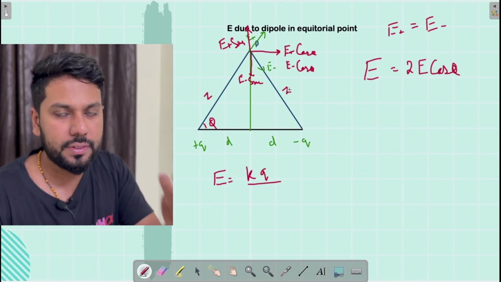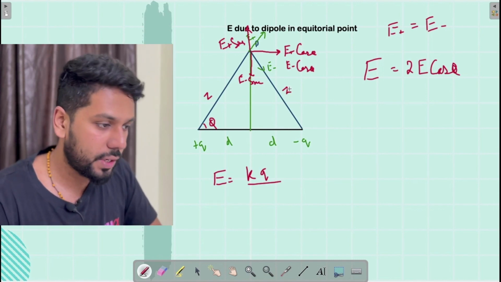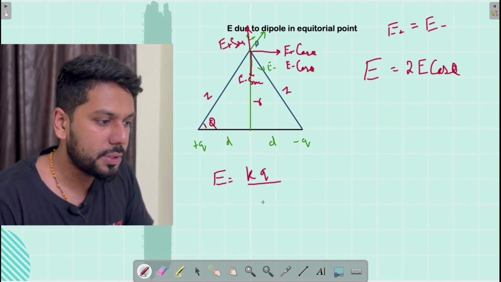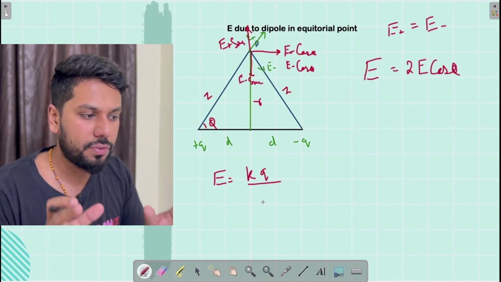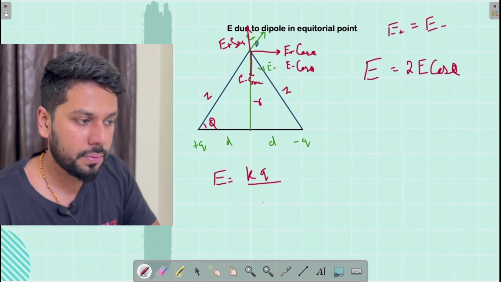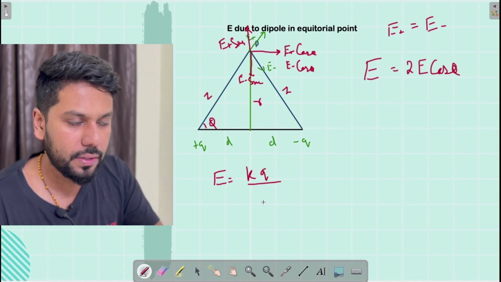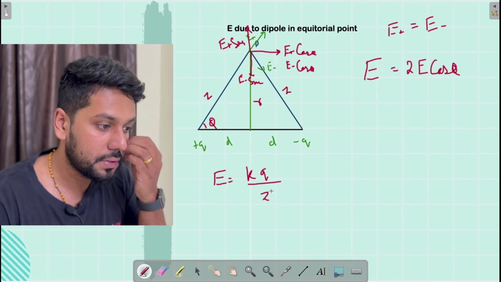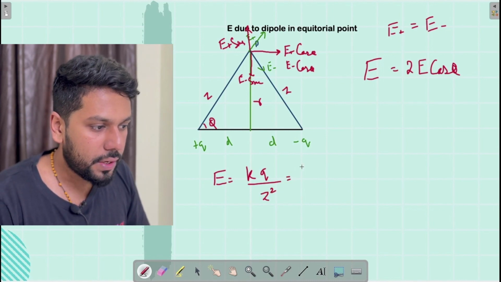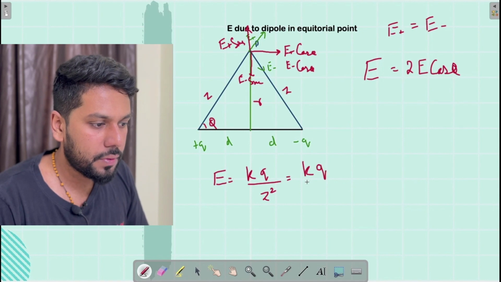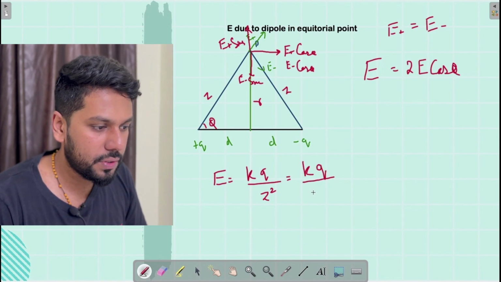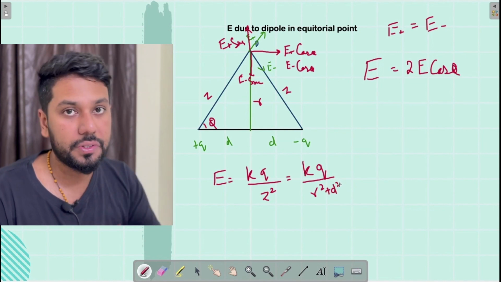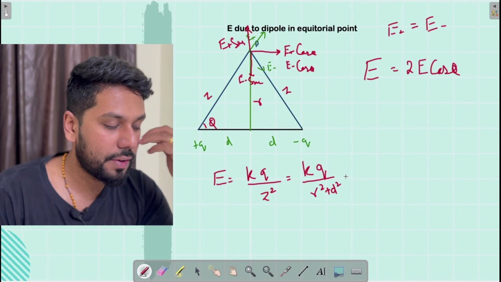So again, Z and Z are both the same, so the electric field value is the same only. So this is R. I will take this as R, the distance from the center of the dipole to the point where you have to take the electric field. So it's going to be K Q divided by Z square, where Z square is equal to R square plus D square, by the Pythagoras theorem.